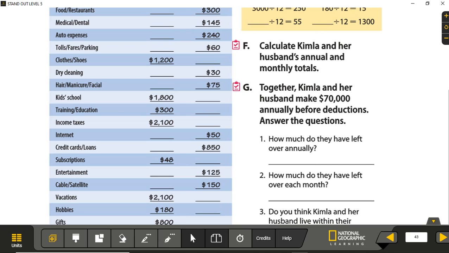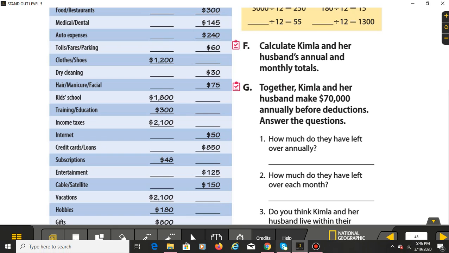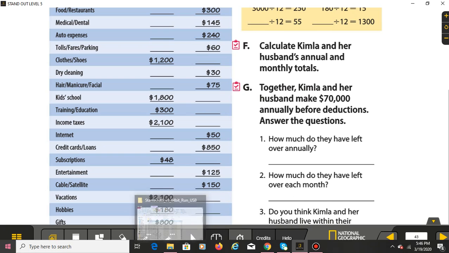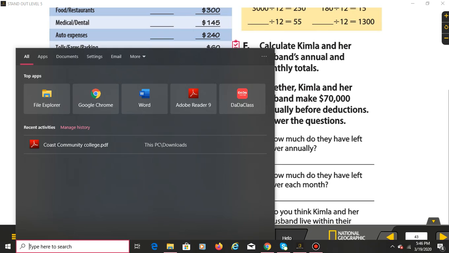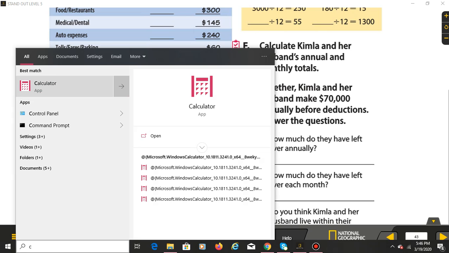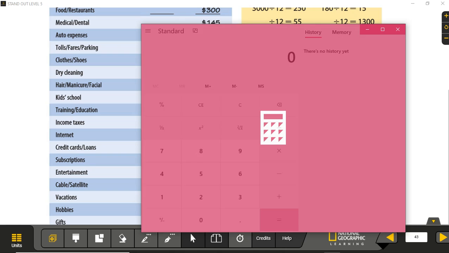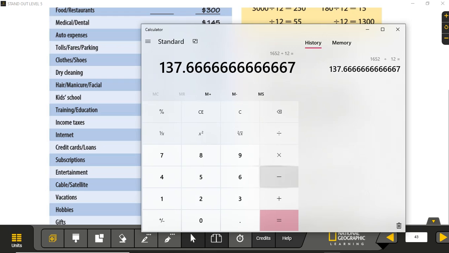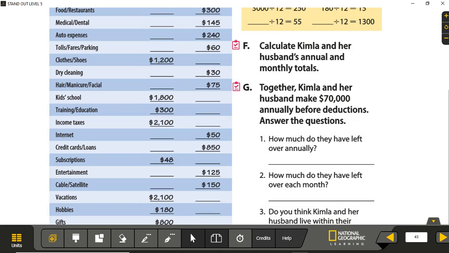So here they have $1,652 left. How much do they have left over each month? Okay, so we take $1,652 and we divide it by 12, and it equals $137.66 left over each month.